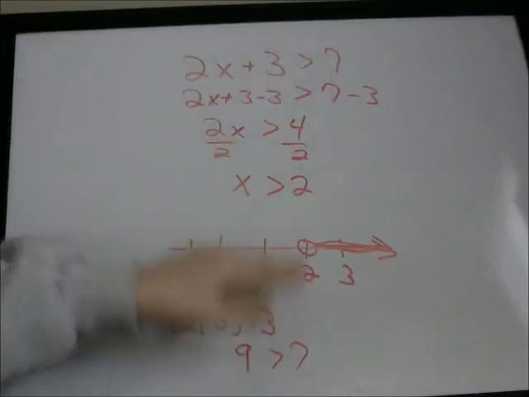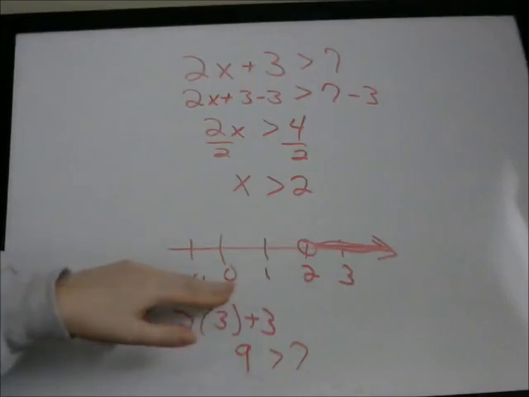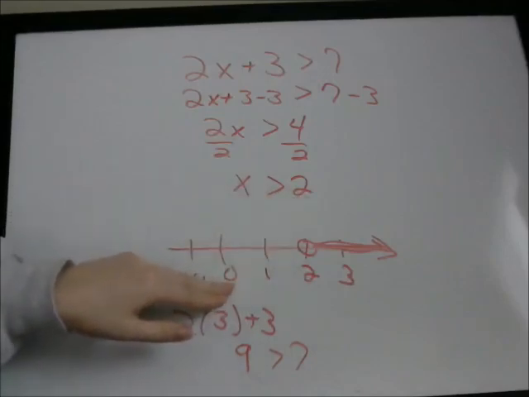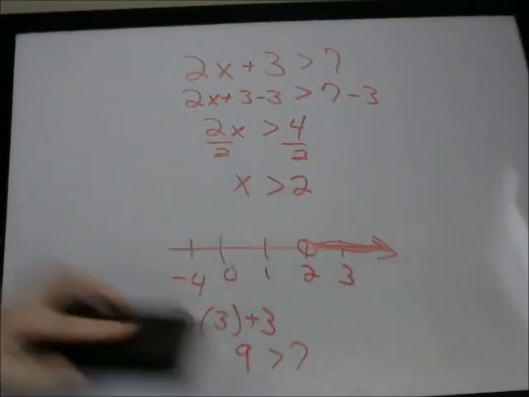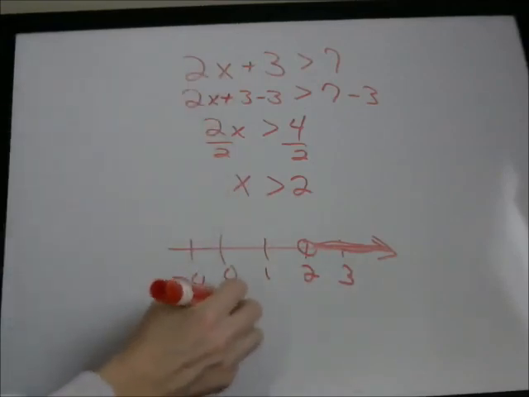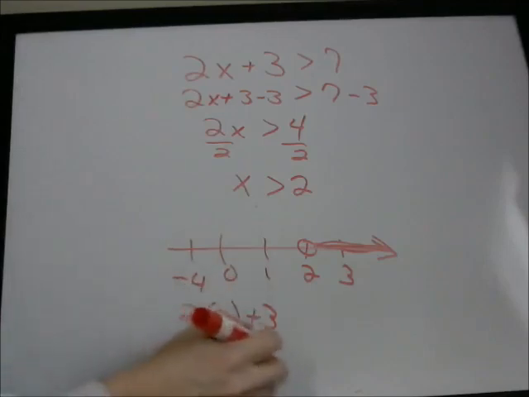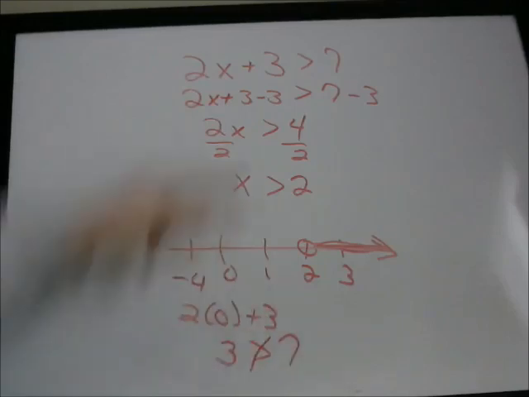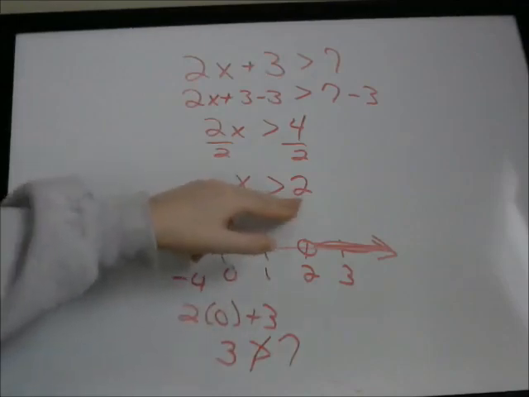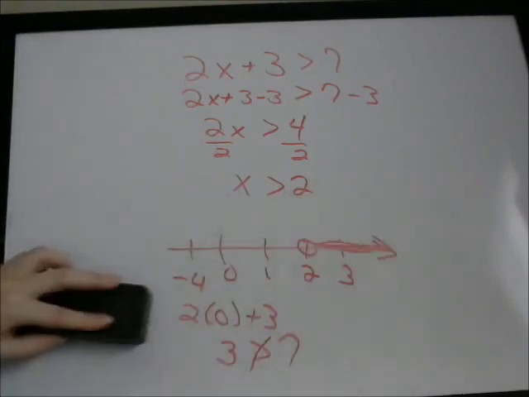So we know that this answer is right. Let's say we picked 0 for x. So again, x is supposed to be greater than 2. So 0 shouldn't work because 0 is not greater than 2. If we plug 0 in for the x, we have 2 times 0 plus 3. 2 times 0 is 0, plus 3. Well, 3 is not greater than 7, right? So this isn't right. Because x has to be greater than 2, the only values that will work in this inequality are those that are greater than 2.